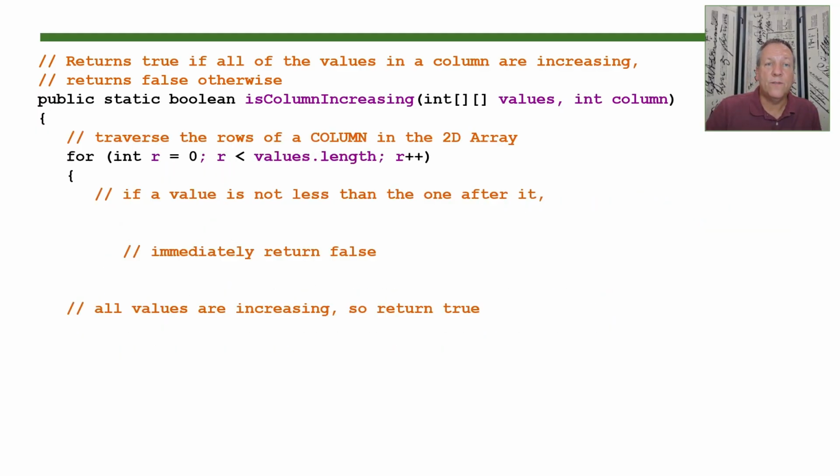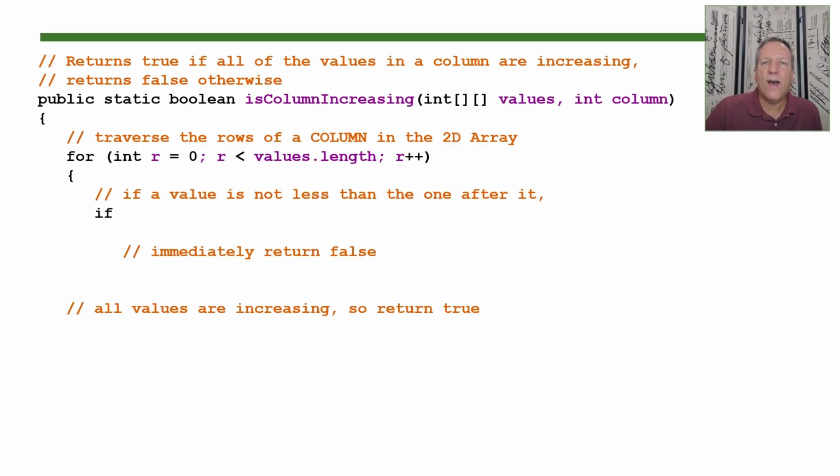So just like this, now first we'll have a single loop to traverse the rows of a given column. Notice I'm looping through using the R variable starting at 0, and I'm going up to values.length, which is the number of rows in my 2D array.